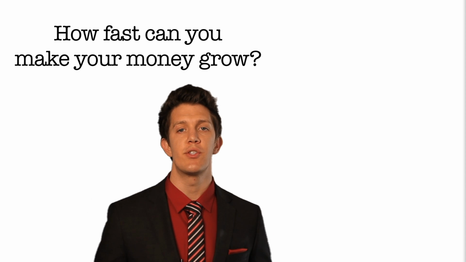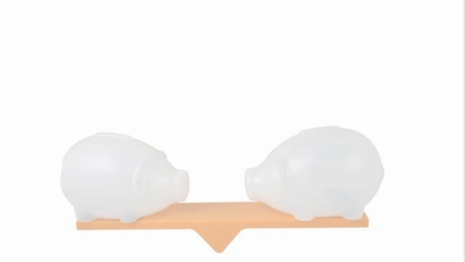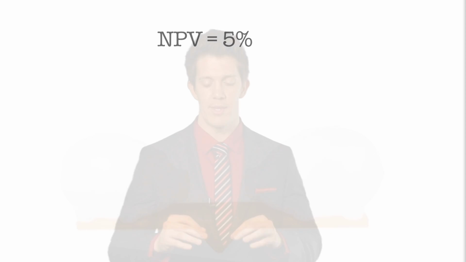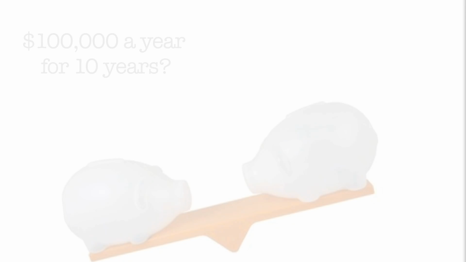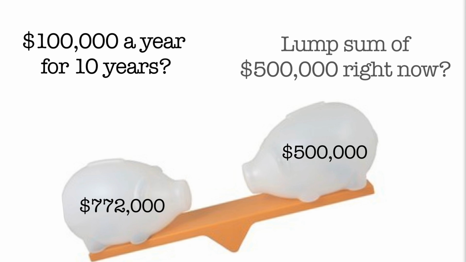If you plan on being conservative and you feel a fair net present value is about 5%, then that $1 million over 10 years today would be worth about $772,000. Looking at our 2 choices, the $100,000 a year or $500,000 right up front, you'd stick with the yearly payments because it's more worth it by $272,000.